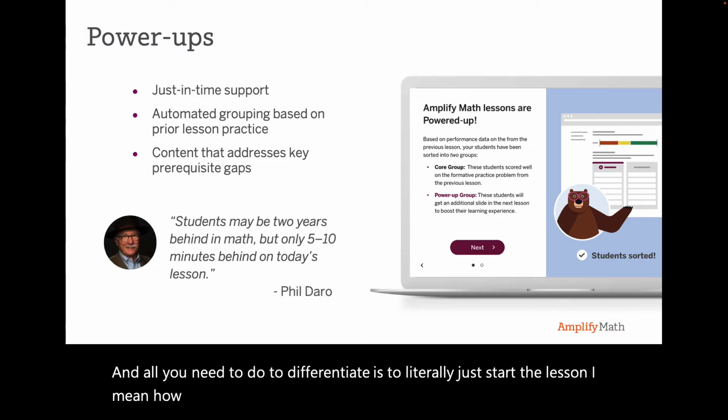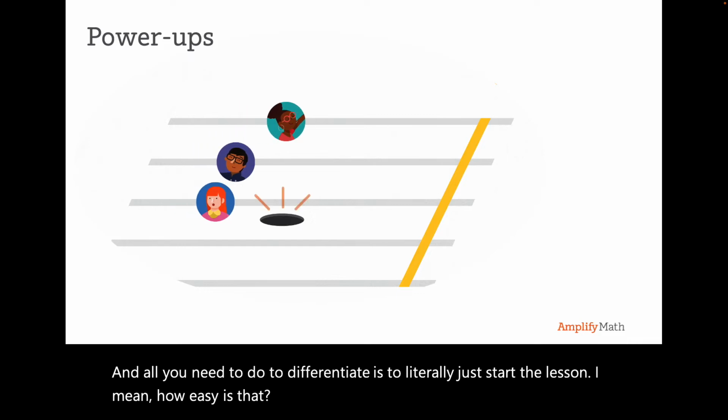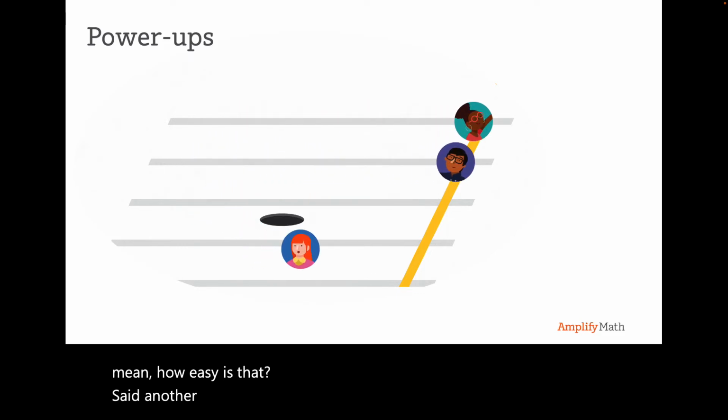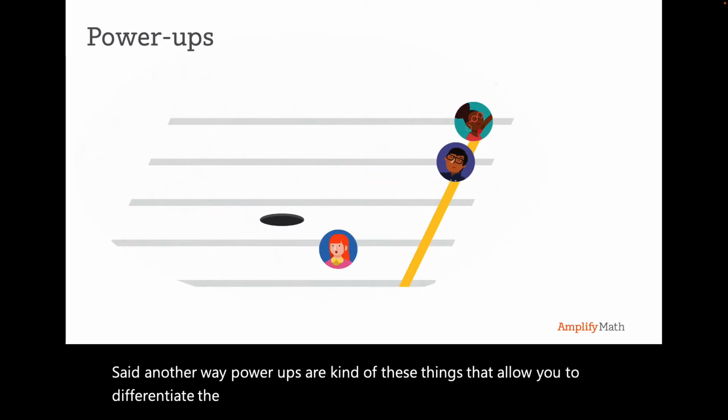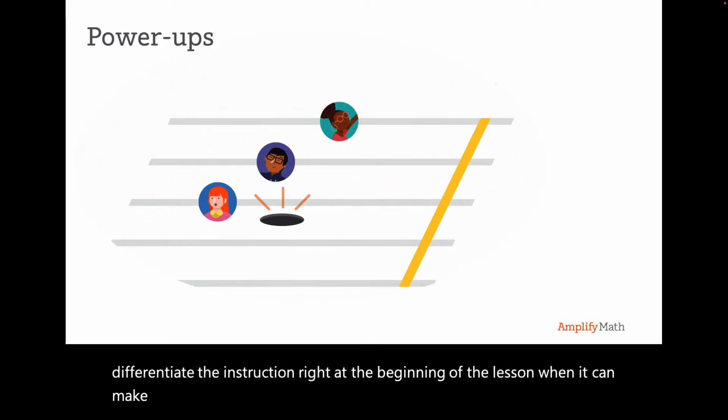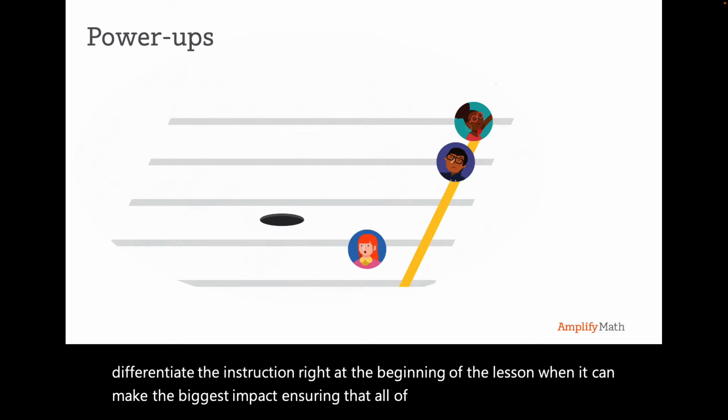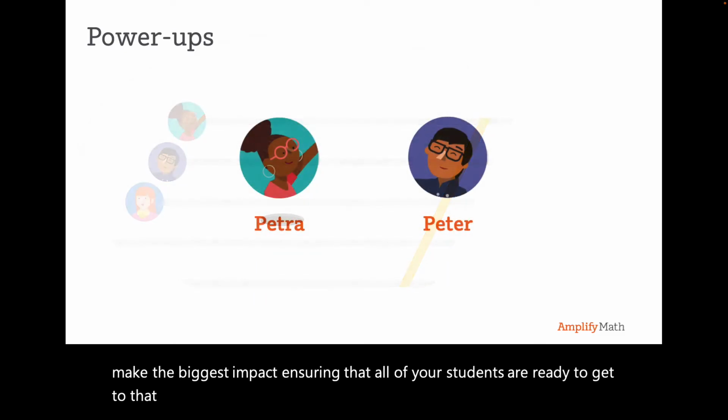easy is that? Said another way, power-ups are these things that allow you to differentiate the instruction right at the beginning of the lesson when it can make the biggest impact, ensuring that all of your students are ready to get to that line for the grade level content. So for this example here, I've got two characters, right?